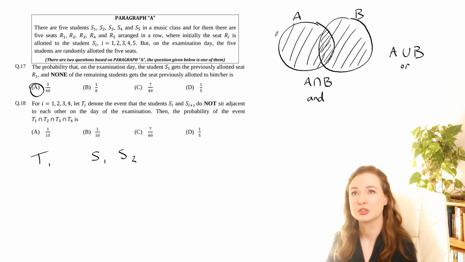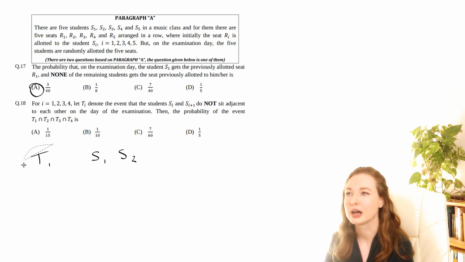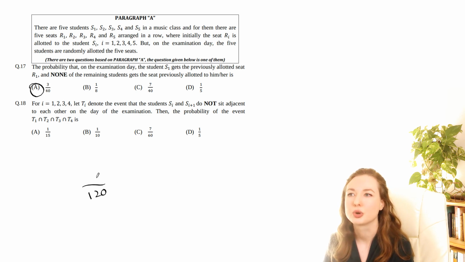So again, I'm just going to do systematic listing. I'm just going to write out all the different ways that that could happen. So like the previous one, it's going to be something over 120. So we just have to work out the number of ways that this can happen. So seats 1, 2, 3, 4, 5.